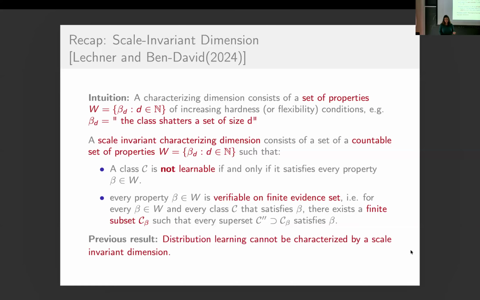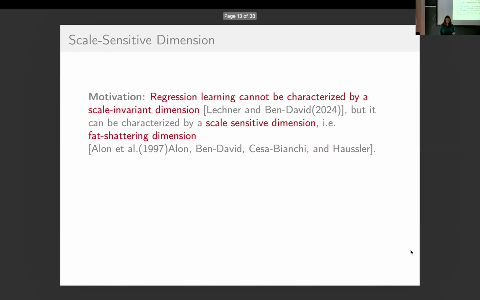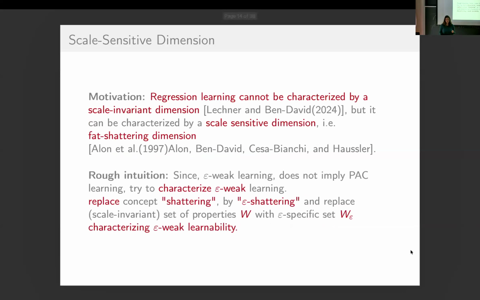And in our previous paper, we showed that distribution learning cannot be characterized by such a dimension. However, we also showed in that work that regression learning cannot be characterized either by a scale invariant dimension. And we know that regression learning can be characterized by a scale sensitive dimension. So roughly what's happening here is that epsilon weak learnability does not necessarily imply PAC learnability. So we might want to characterize learnability for each scale of epsilon separately.